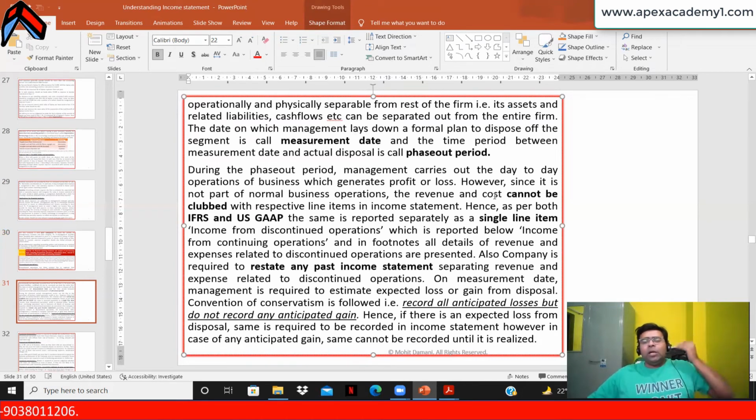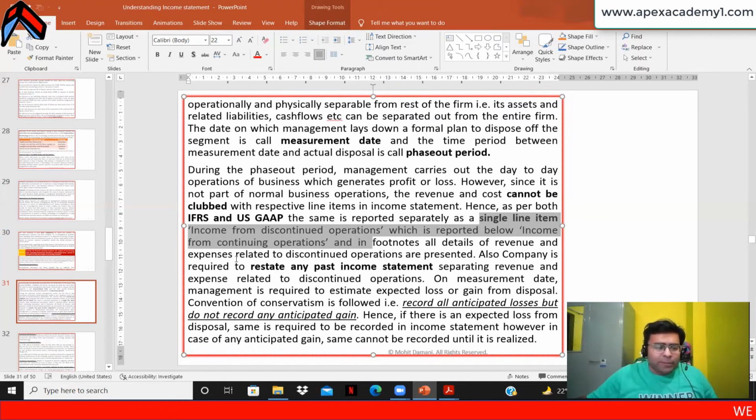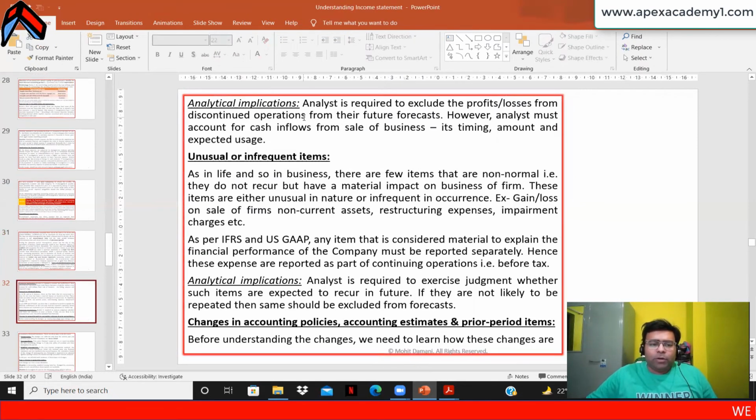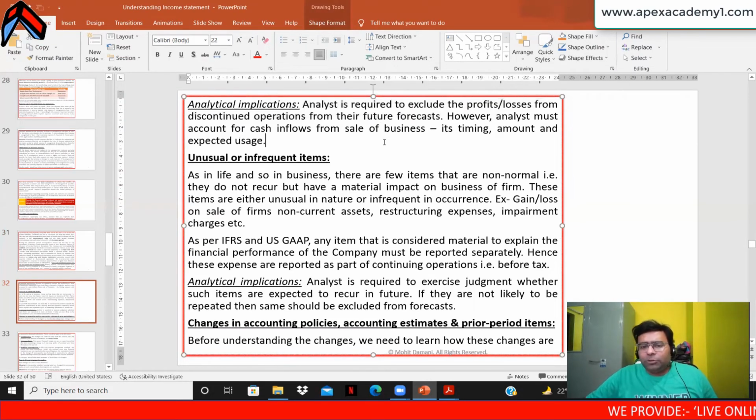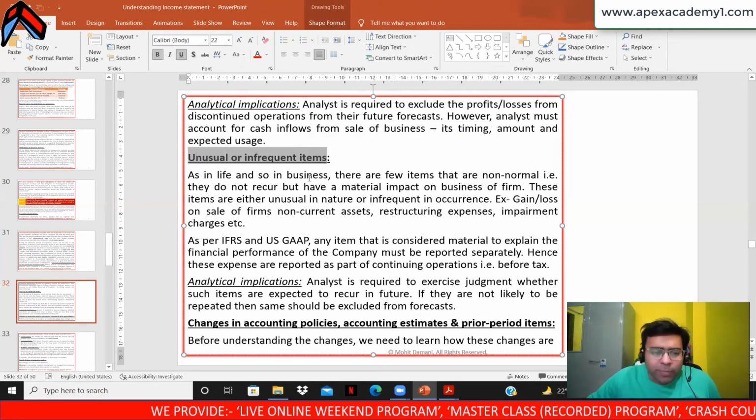Discontinued operation means you will show it as a single line item below the net income. So you will not include the revenue and expenses of those segments in the regular lines. Okay. The analytical implication is that when you forecast, you should check how it is going to happen. When you eliminate this segment, the projection needs to be made accordingly.